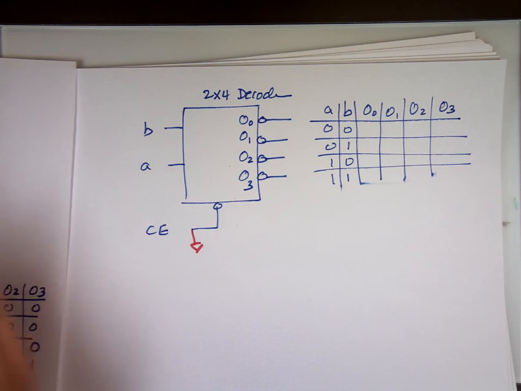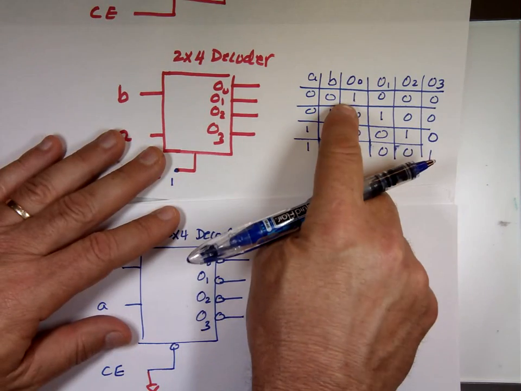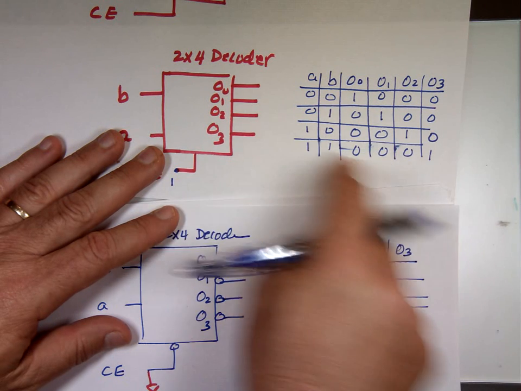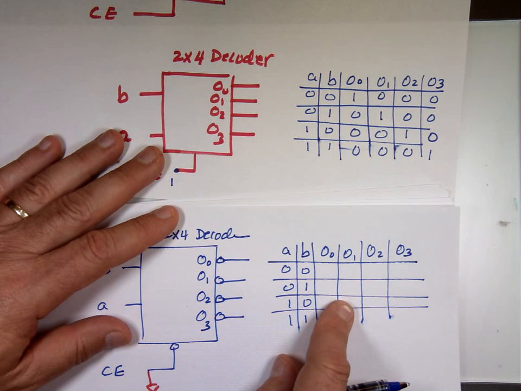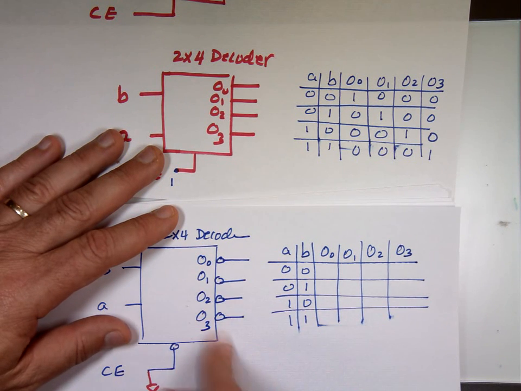Now compare it to this one. Let me put this up there. This guy says only one of them will be high at any given time. The rest of them will be low. This is backward. What does that mean, backward? Only one of them will be low, the rest will be high.